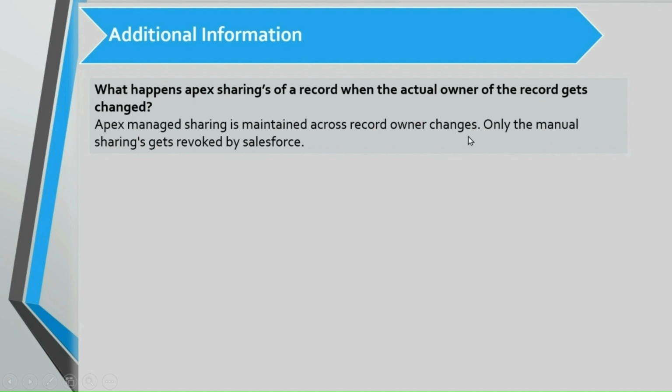The field that Salesforce checks here is RowCause. If the RowCause value is manual, then only Salesforce revokes those granted access in case of owner change on the actual record.